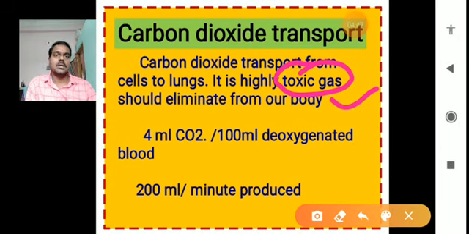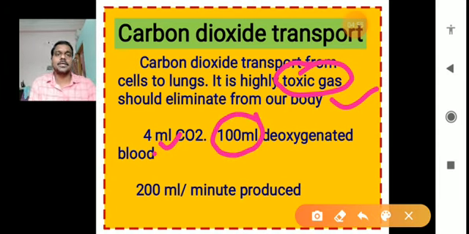So in the cells, 4 ml of carbon dioxide is present in 100 ml of deoxygenated blood, meaning in the veins. Deoxygenated blood does not contain oxygen, only carbon dioxide. So 100 ml of blood contains 4 ml of carbon dioxide.